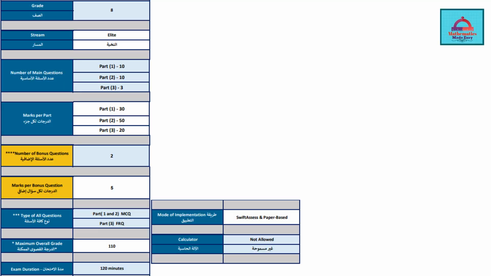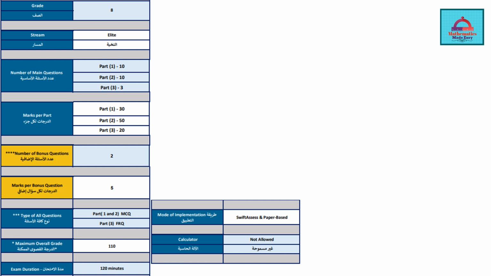So I have here in front of you the exam pattern that will be there for your coming exams. There are going to be 3 parts as you see for the Grade 8 Elite exam. Part 1 is going to be multiple choice, 10 questions having 3 marks each, so 30 marks. Part 2 will be 10 questions of 5 marks each, so 50 marks. And part 3 will be the free response question that you have to do on pen and paper. Show the steps, show the working, that will be 20 marks.